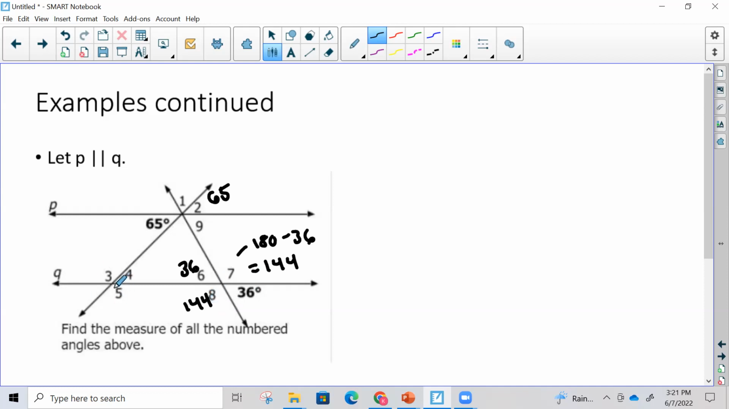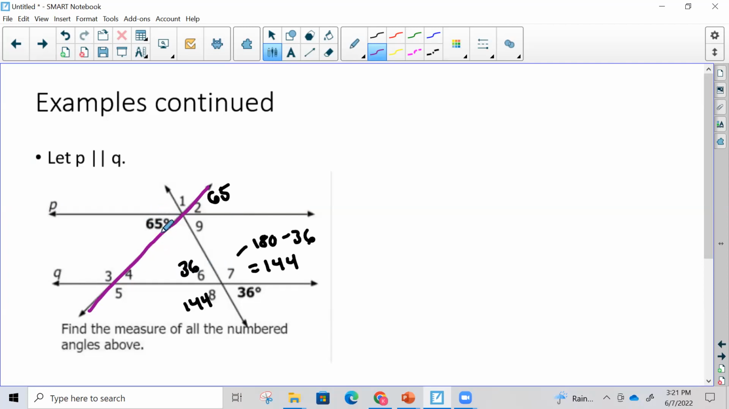Now, I can't use these angles to find the others because this line and this line are not parallel. Remember, the angle pairs have to be created by parallel lines in order to use those relationships that we learned. So we do know that P is parallel to Q, and therefore I can use this line here. This is considered my transversal, and then I can use my lines P and Q.